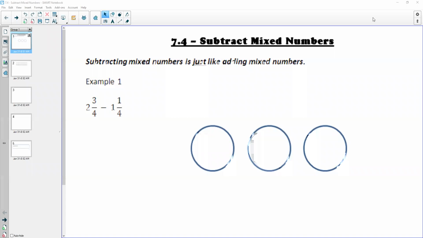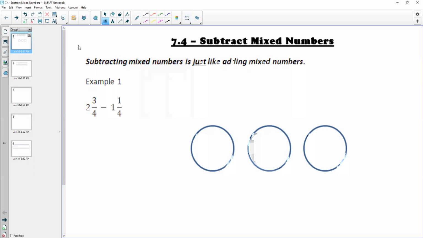All right, so for today's video lesson, we're going to continue with operations with mixed numbers. Today, we're going to be doing subtraction with mixed numbers, okay? Now, when we're subtracting mixed numbers, it is pretty much the exact same process as adding mixed numbers, except we're going to be subtracting, okay?